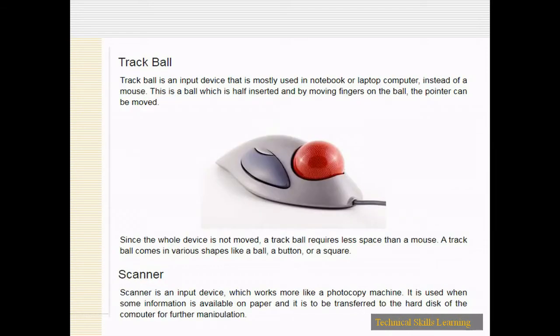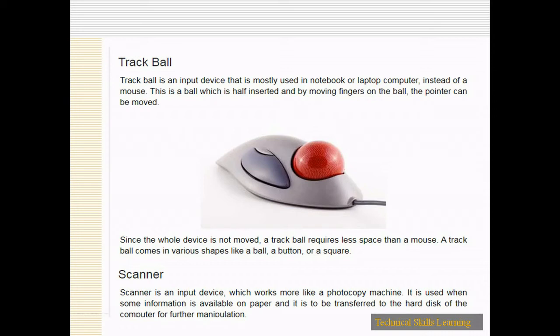Trackball. Trackball is an input device that is mostly used in notebook or laptop computers instead of a mouse. This is a ball which is half inserted, and by moving fingers on the ball, the pointer can be moved. Since the whole device is not moved, a trackball requires less space than a mouse. A trackball comes in various shapes, like a ball, button, or a square.